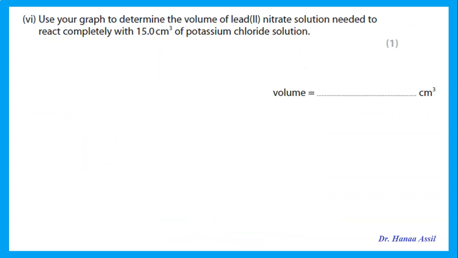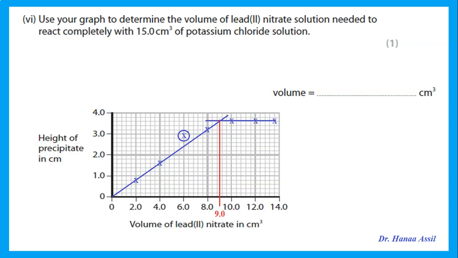Use your graph to determine the volume of lead nitrate solution needed to react completely with the potassium chloride solution. Of course, the volume needed to react completely is the maximum on that graph. So you read from the graph the point where the two lines meet. This would be around 9 centimetre cubed. So you should put the value that you obtained from the graph.